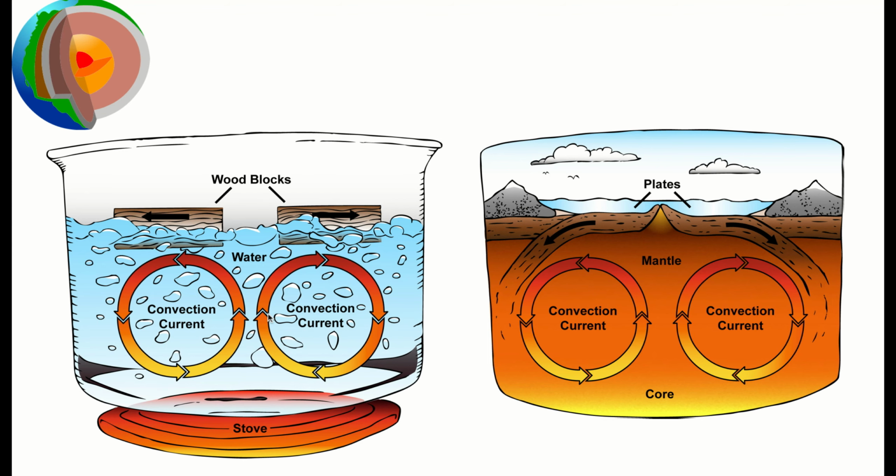Okay, and if we were to potentially put two floats on top of that, what we'd see is them being pushed around the surface of the pan, as these convection currents are moving them due to friction. Now, exactly the same thing is happening inside the Earth.